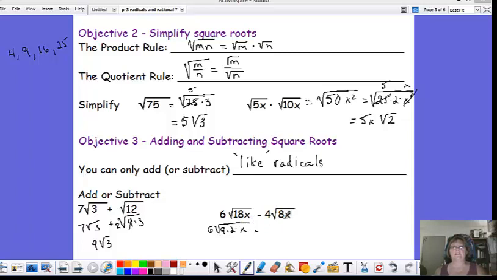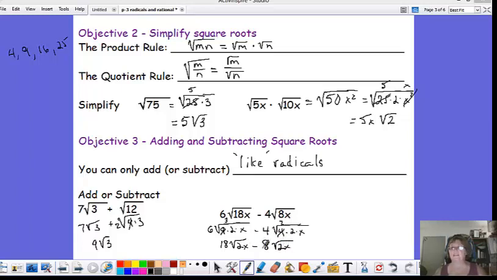Come back here. 8 is the same thing as 4 times 2 times x. And I'm thinking to myself right now, both of these are going to have a 2x left in them, because the square root of 9 is 3. That's coming out. The square root of 4 is 2. That's coming out. 6 times 3 is 18 times the root of 2x. And 4 times 2 is 8 times the root of 2x.